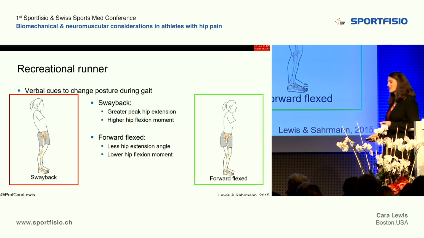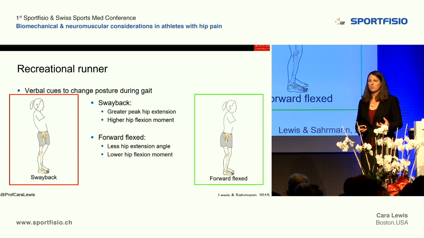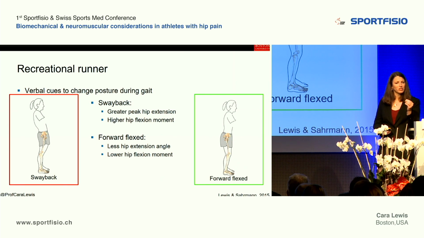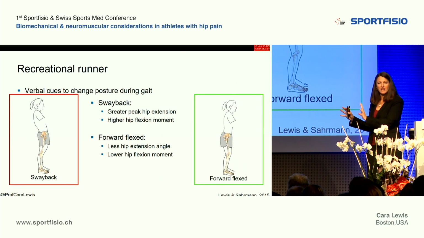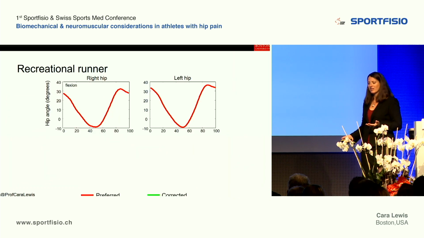Whereas when we correct that into the forward flexed position, we end up getting into less hip extension and having lower hip flexion moments. So that seems like that's probably what she was doing. But we should always check, is that what the patient did, even though that's the evidence? How do I apply that evidence to this patient? Again, because I'm in a biomechanics lab, I can look at this.